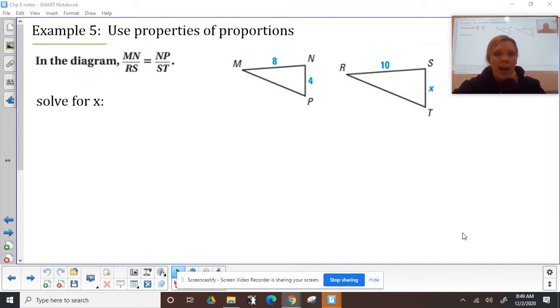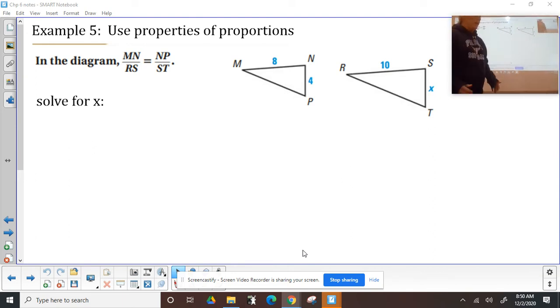So example 5 is where we started off yesterday, using properties of proportions in the diagram. They tell us that MN and RS create a ratio, and they are proportional to NP over ST. So these are proportional segments. Our goal is to solve for x. The way we're going to do this is just fill in the blanks.